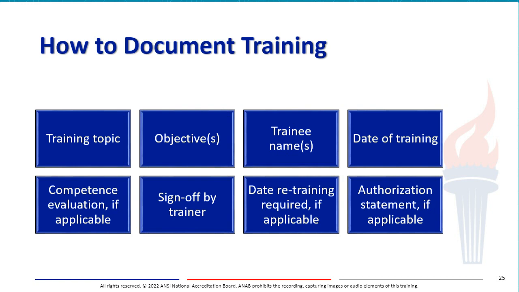And then, specifically for technical standards like ISO IEC 17025, an authorization statement should be included somewhere in the training record, indicating who is authorized to perform what activities. What other items do you include on your training records? Is it the same for each type of training, or does it vary depending on if it's group training or individual training, for example?